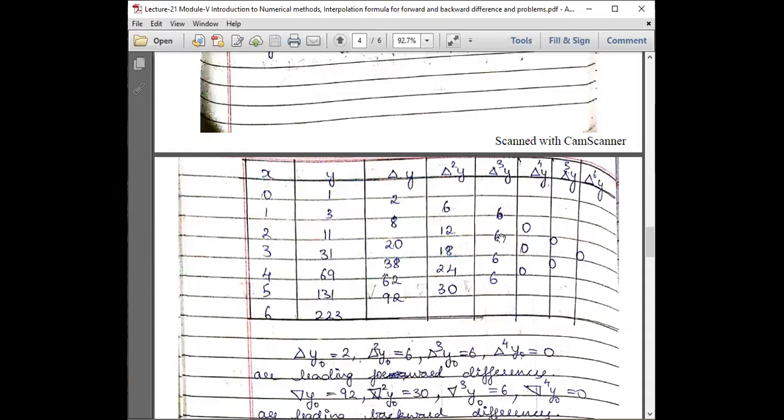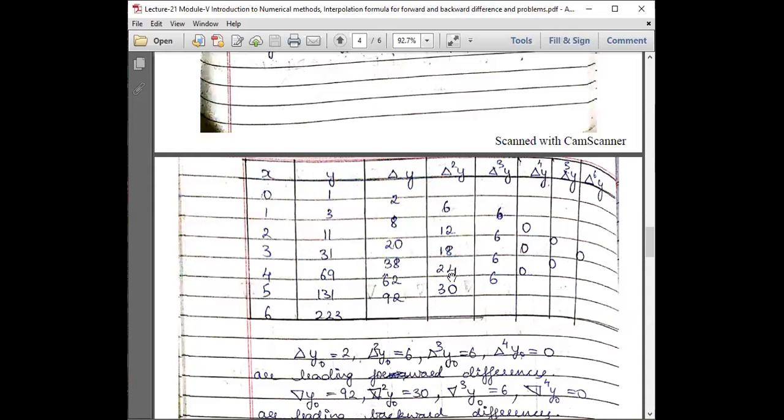Similarly, I'm going to represent here the second order finite differences. 8 minus 2 is 6. 20 minus 8 is 12. 38 minus 20 is 18. 62 minus 38 is equal to 24. And similarly, 92 minus 62 is equal to 30. That is the second order finite difference.